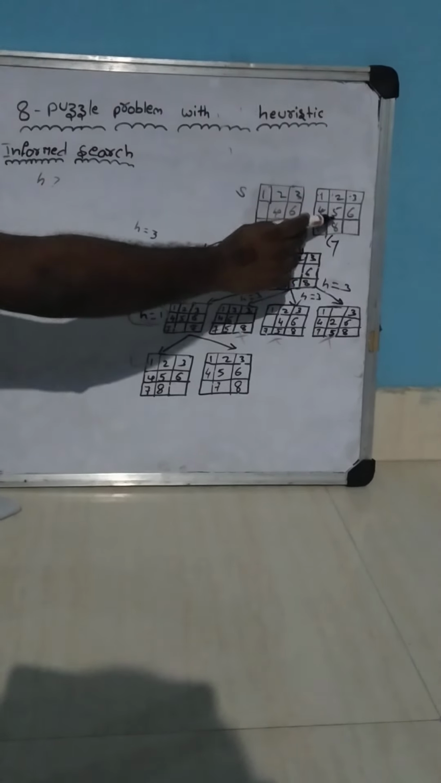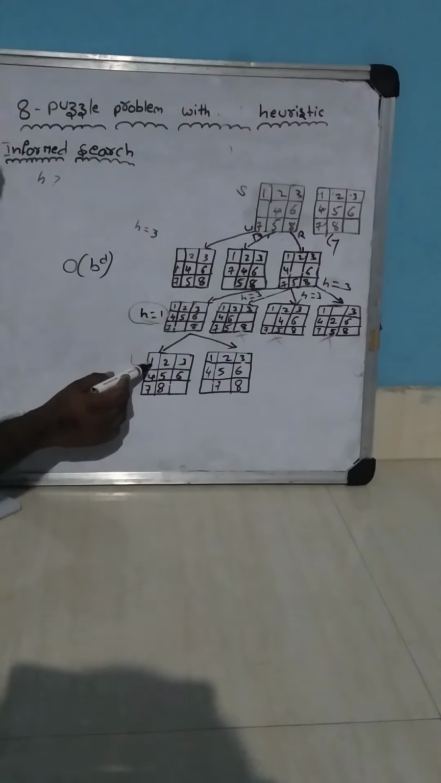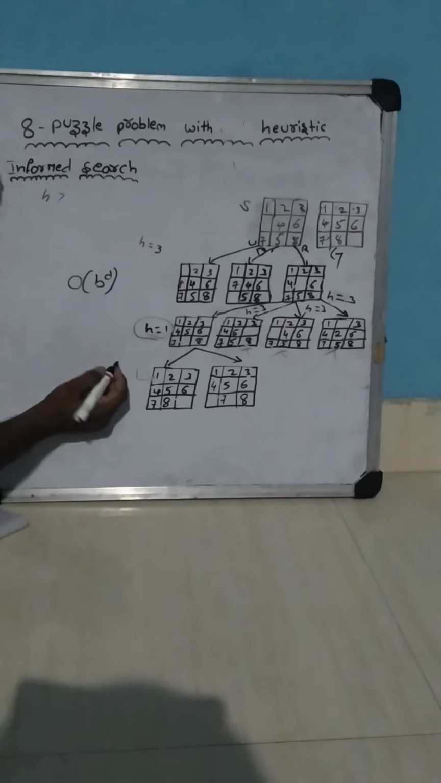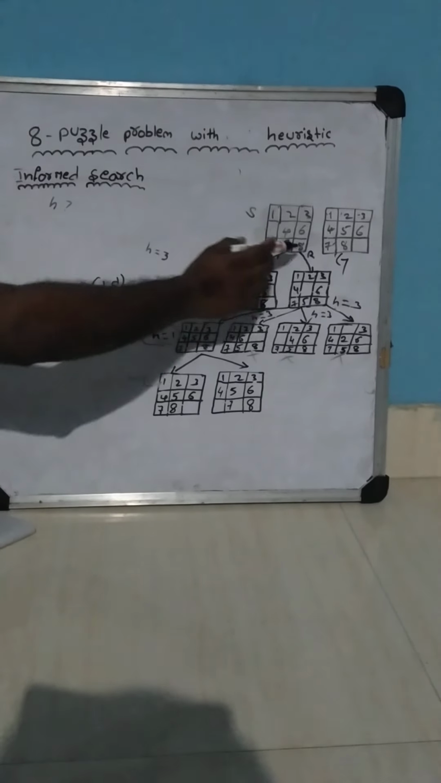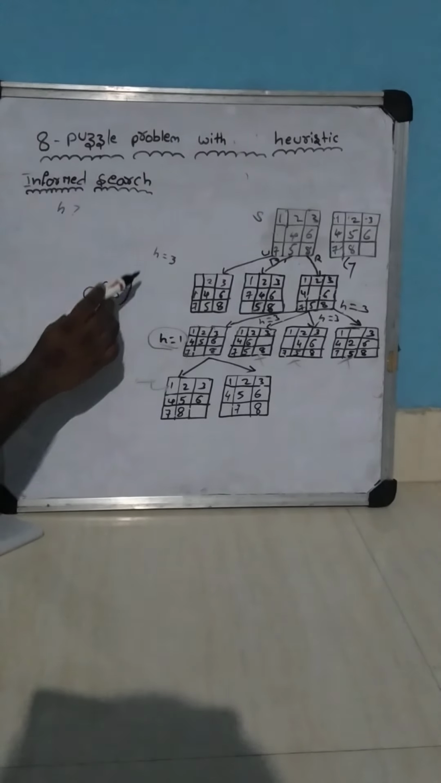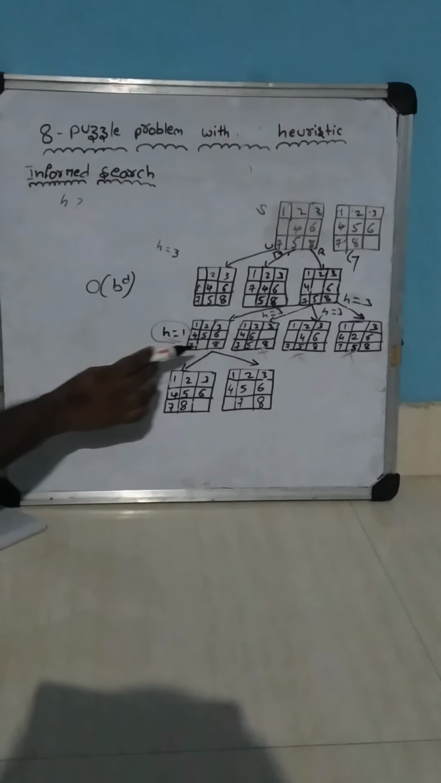So 1 to 3, 4, 5, 6, 7, 8. So here also 1 to 3, 4, 5, 7, 8. Finally we achieved the goal node here. This is the goal node you are expecting here. So like that you can solve the 8 puzzle problem with the help of heuristic informed search. It's a very important one. In the future, if you go for gameplay and any applications, this logic will be helpful for you.